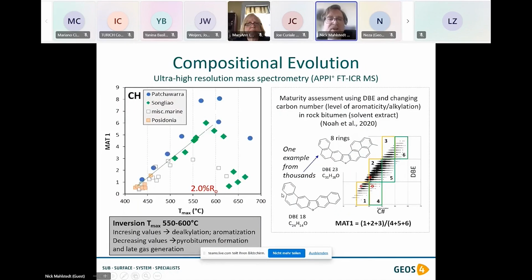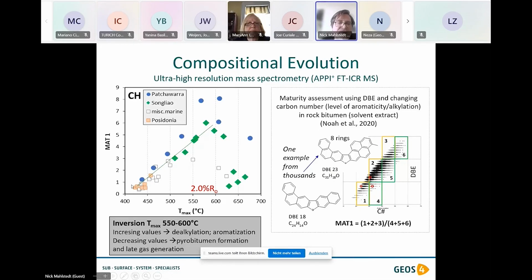Yes, so this is pretty nicely in line with results coming from ultra high resolution mass spectrometry for rock bitumens, or more specifically of a maturity parameter formulated by Noah et al. using the changing ratio of certain areas in the DBE over carbon number plot. So representing the aromaticity or the size of the aromatic core structures over aliphaticity, or the level of alkylation of those aromatic core structures.